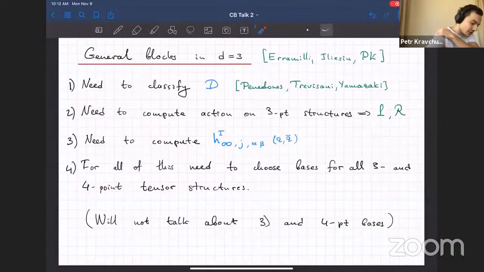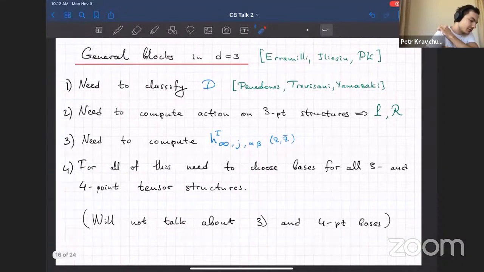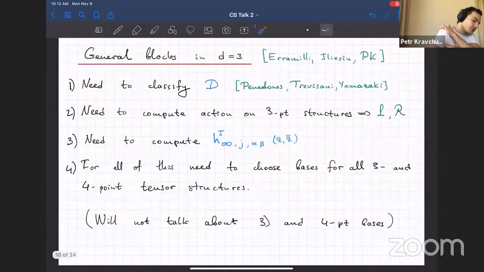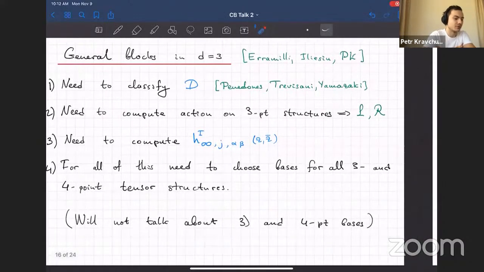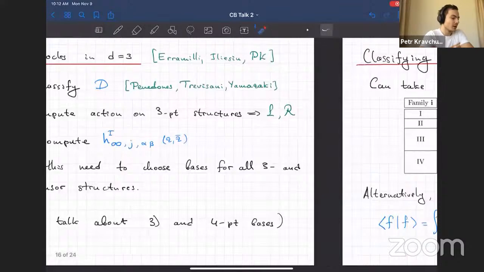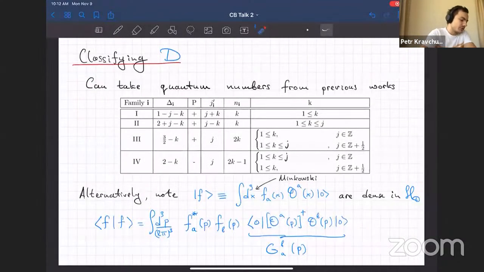And so let me start with this. I'm going to focus on d equals 3, but the same methods can be applied in any number of dimensions. It's just that d equals 3 is simpler, so we did it there. Just the representation theory is simpler, and the Kravchuk coefficients and so on. So the first step is to classify these conformal invariant differential operators when they appear and so on.